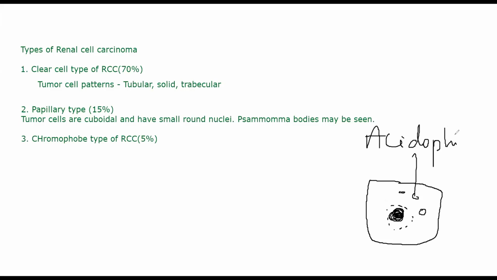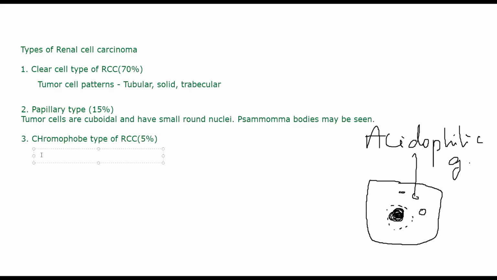Acidophilic granules. Okay, so that is a characteristic feature of the chromophobe type of renal cell carcinoma. The cytoplasm of these cells will also contain several vesicles. So those are some of the features, right?